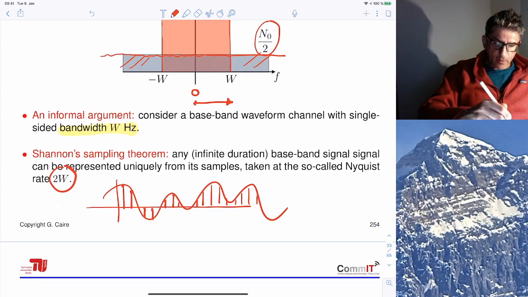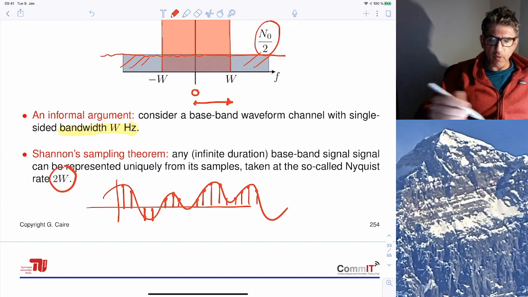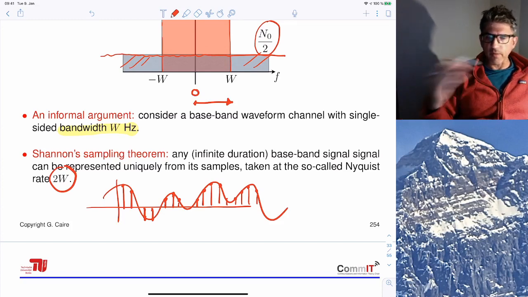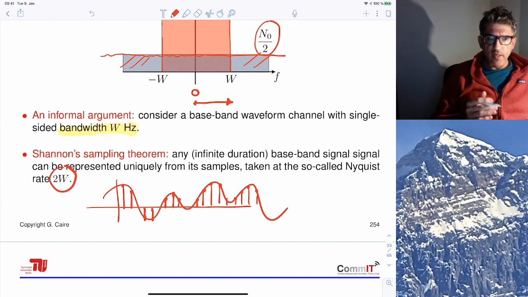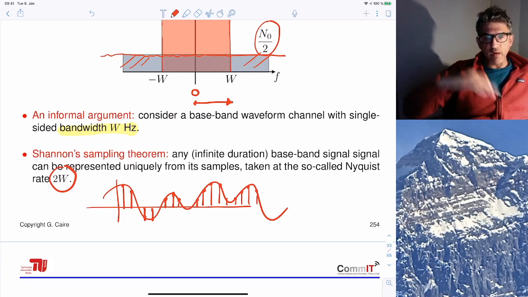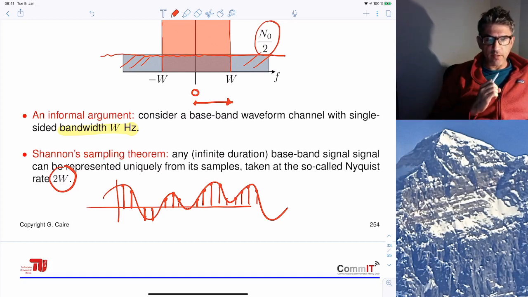So if we sample the signal at frequency larger or equal than 2W, it is possible to perfectly interpolate the samples in a unique way and recover the signal. If we take samples at a frequency that is less than twice the unilateral band, then it turns out that we have a phenomenon called aliasing, which means there are several possible waveforms that interpolate those samples. We cannot uniquely recover the waveform.